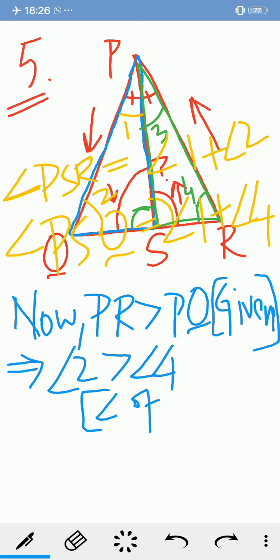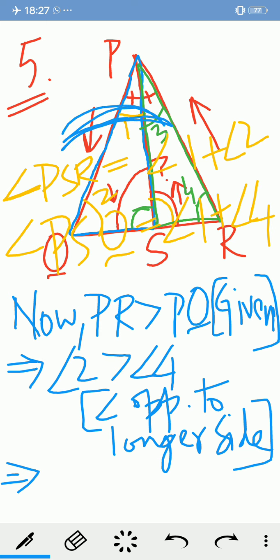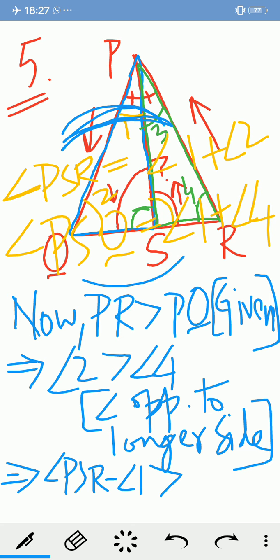Okay, you can give the reason. Angle opposite to longer side. Okay, now which implies that now angle 2 is greater than angle 4, which implies that now you can write angle 2 as angle PSR minus angle 1 here. Angle 2 is equal to angle PSR minus angle 1, so you can write angle PSR minus angle 1 is greater than angle 4. You can write angle 4 here as angle PSQ minus angle 1. Angle PSQ minus angle 1.